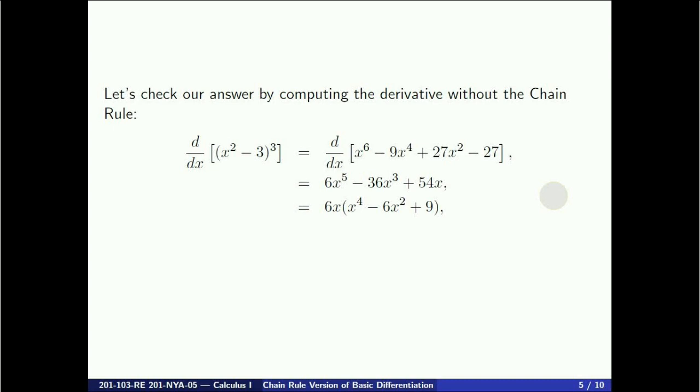Finally, the expression within the bracket is a perfect square, and our answer is equal to 6x times (x squared minus 3) squared. This is the same expression as the one obtained for the derivative on the previous slide. So I hope that you're convinced that no matter what we do, we will obtain in the end the same derivative. It's just that using the chain rule makes it a lot easier because we don't have to worry about expanding our expression first, as we just did in this slide.